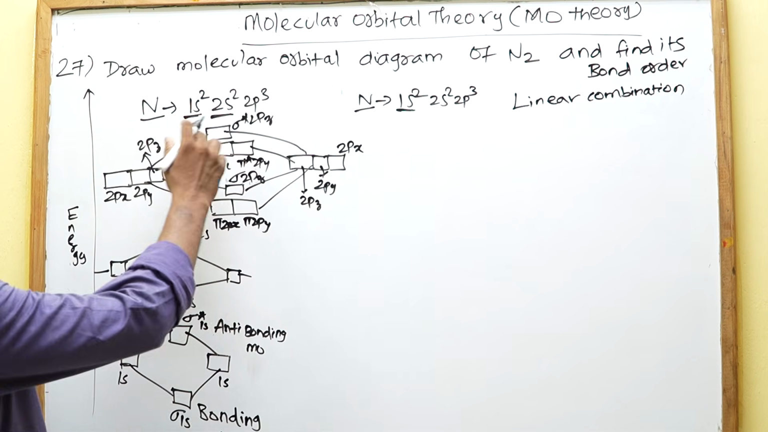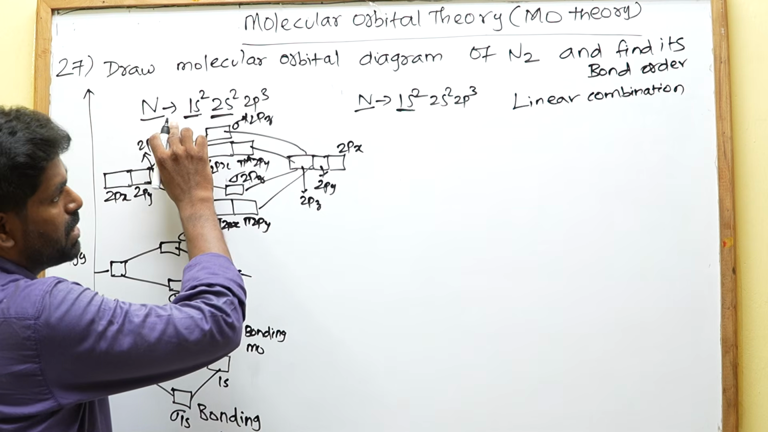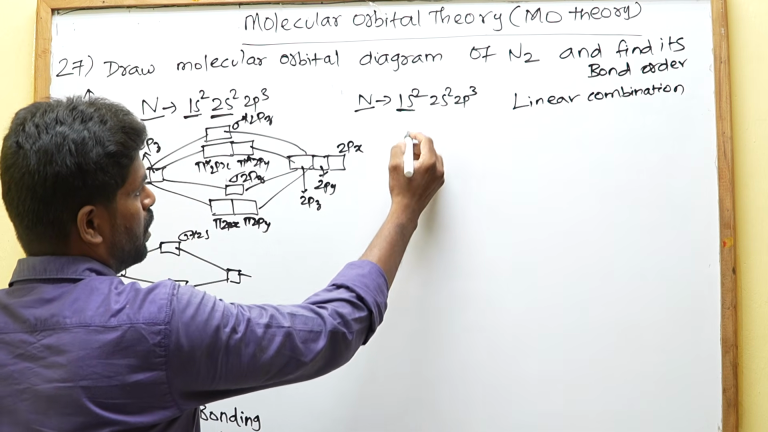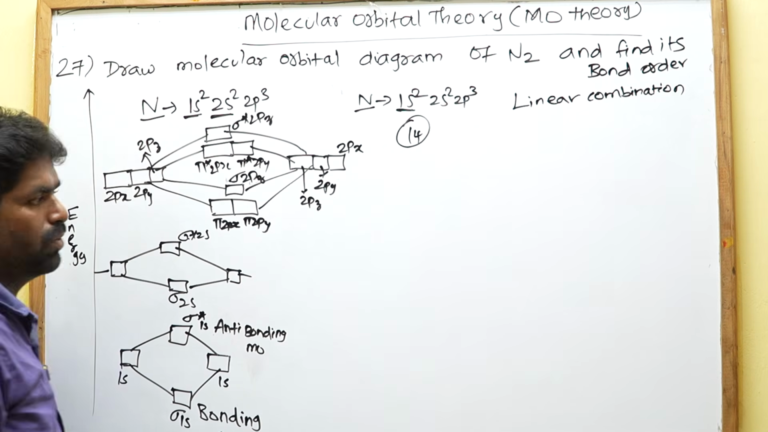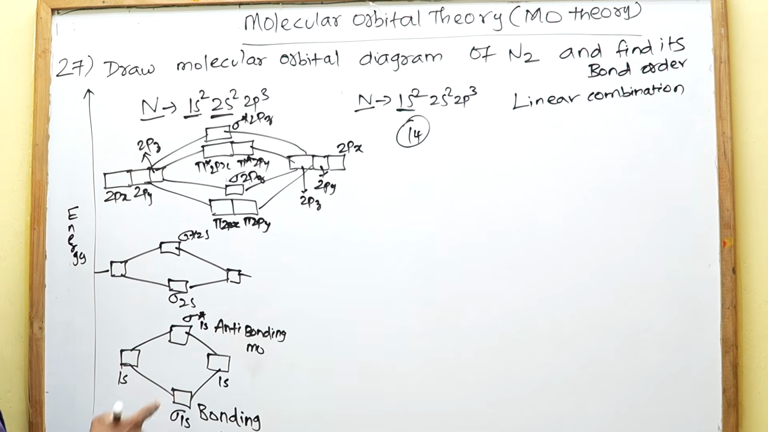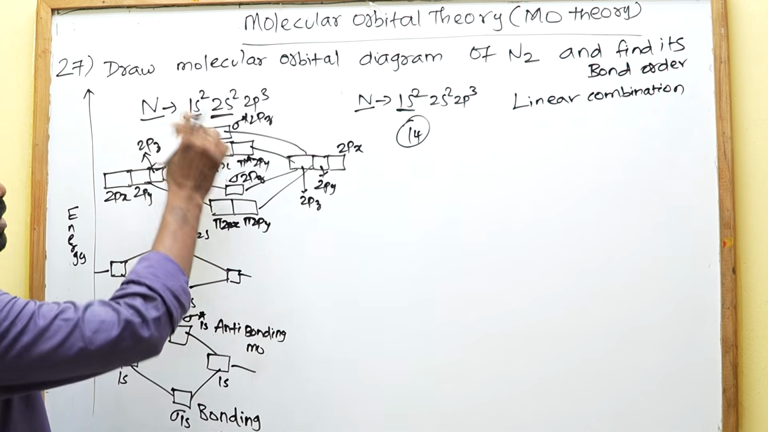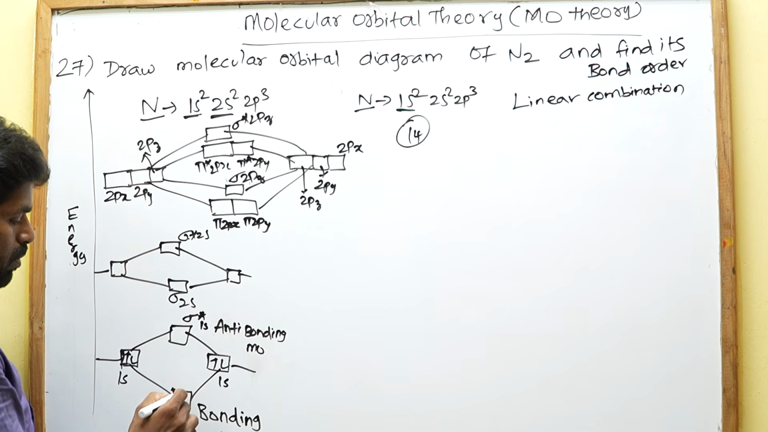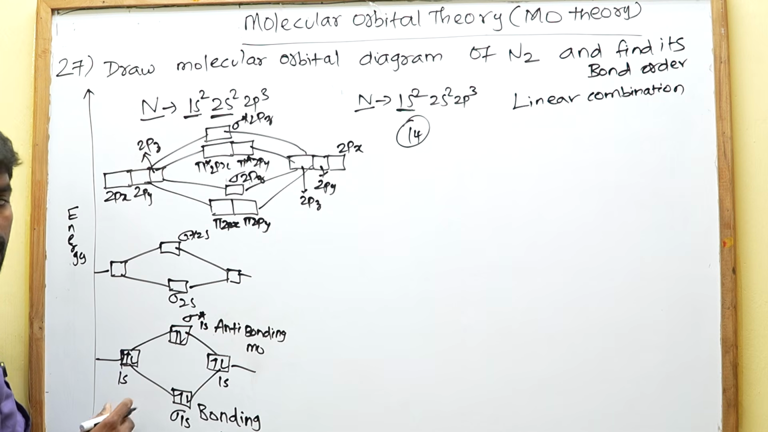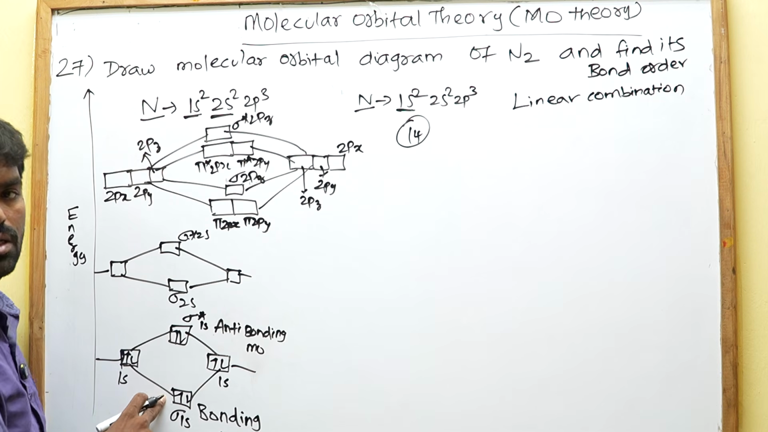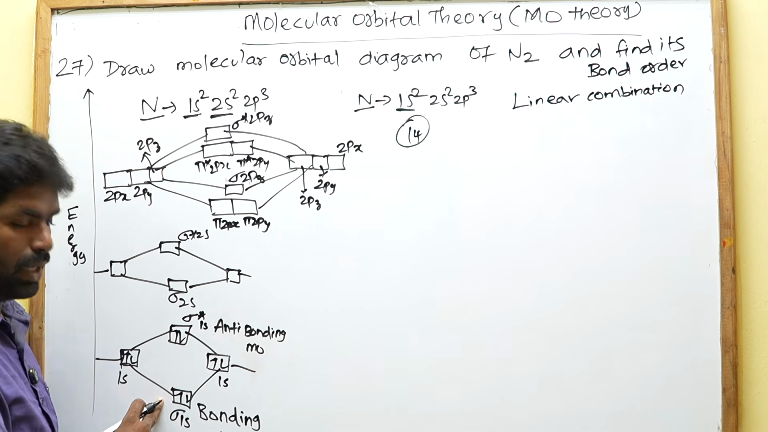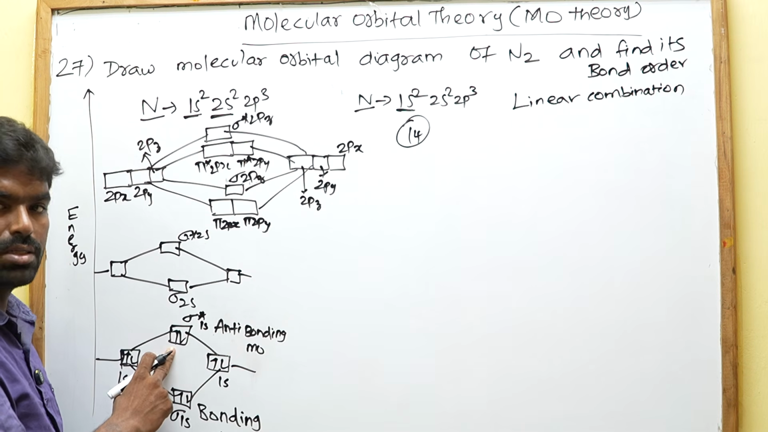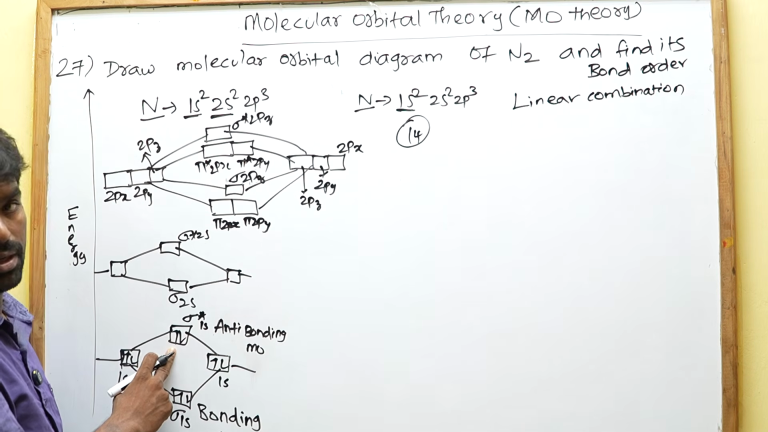Now in total we have 14 electrons. This nitrogen has 7 electrons, this nitrogen has 7 electrons. Therefore the total is 14 electrons. Let's fill the molecular orbitals based on the Aufbau principle and other quantum mechanical rules. In 1s we have 2 electrons in this orbital, 2 electrons in this orbital. Therefore 4 electrons can be filled in this way. So 2 electrons occupy the bonding molecular orbital sigma 1s and 2 electrons occupy the anti-bonding molecular orbital sigma star 1s.